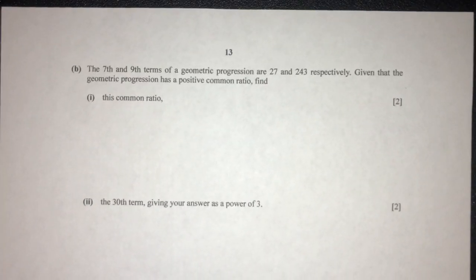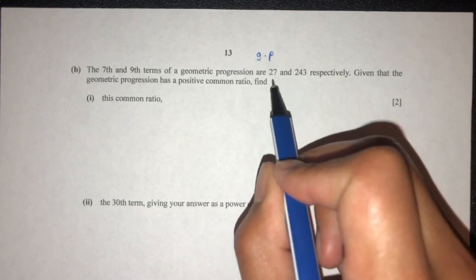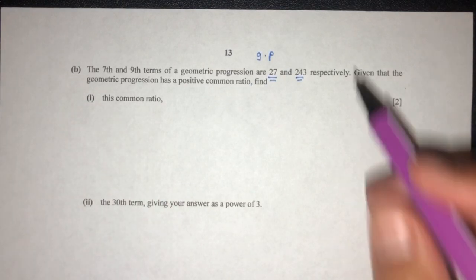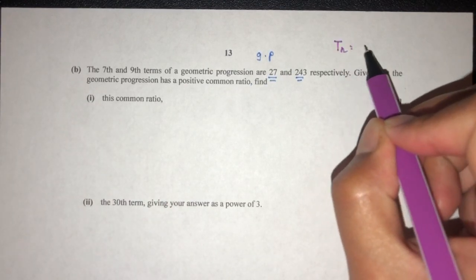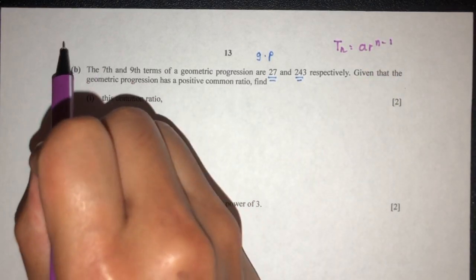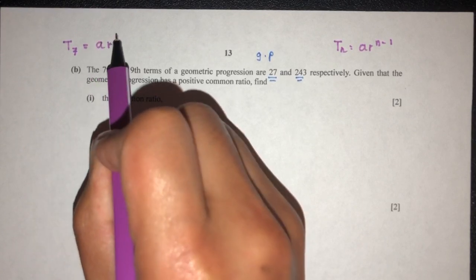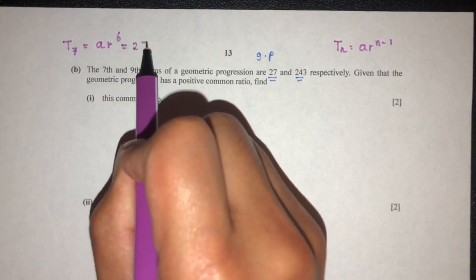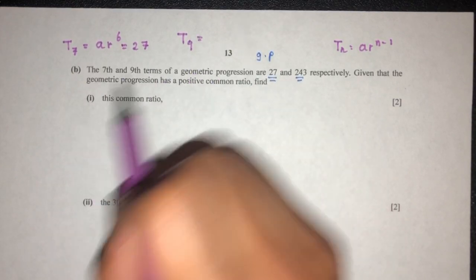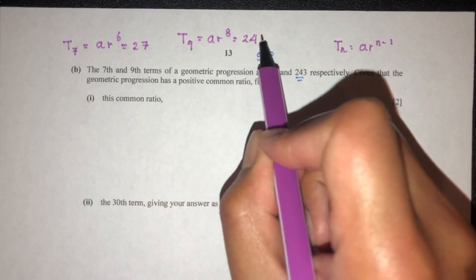Now let's move on. The 7th and the 9th term of a GP are given to you here. We know that the nth term is ar^(n-1). So from here we can write the 7th term, ar^6, that will be 27, and the 9th term, ar^8, that will be 243.